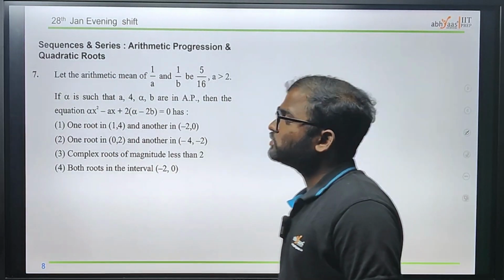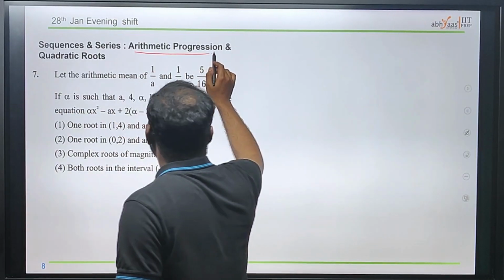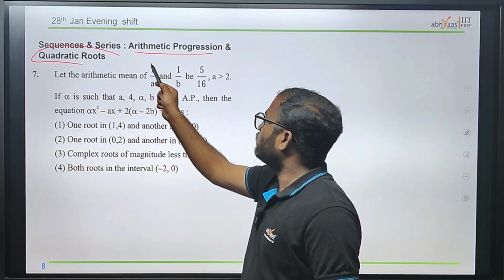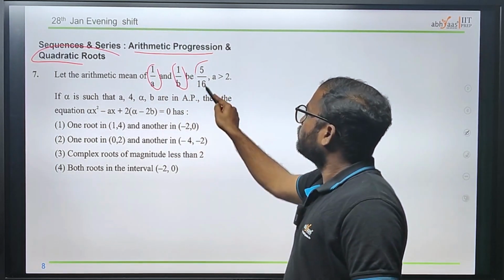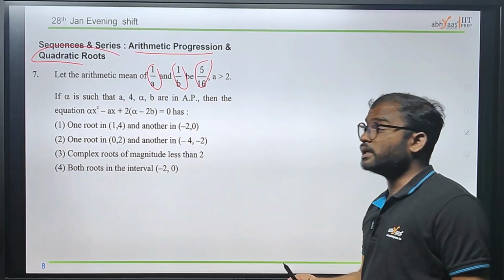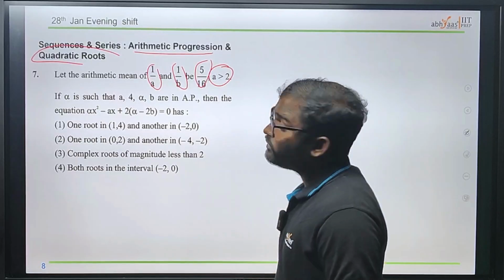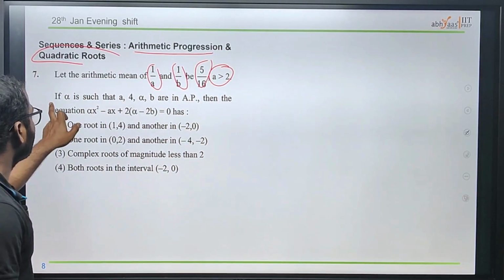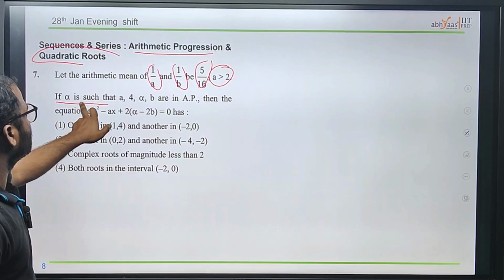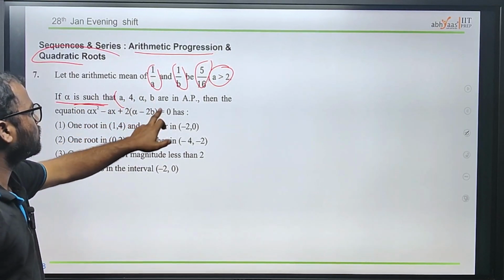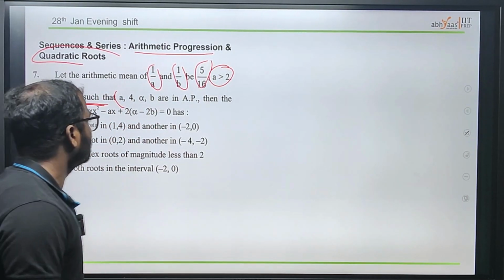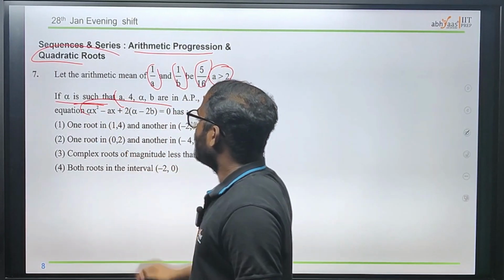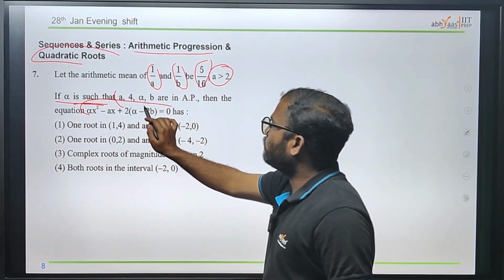Now, the next question is on sequence and series, arithmetic progression and quadratic roots. Here they have given that the arithmetic mean of 1 by a and 1 by b is 5 by 16. They also gave that a is greater than 2, and that a, 4 alpha and b are in AP. Ultimately we need to find the equation with roots alpha a and alpha b.